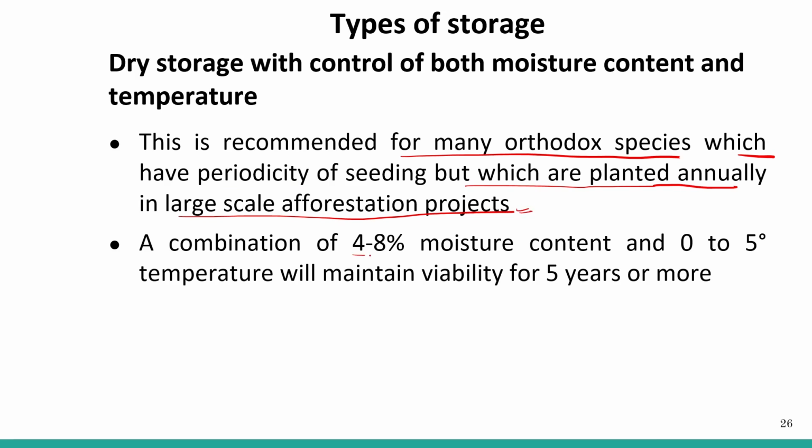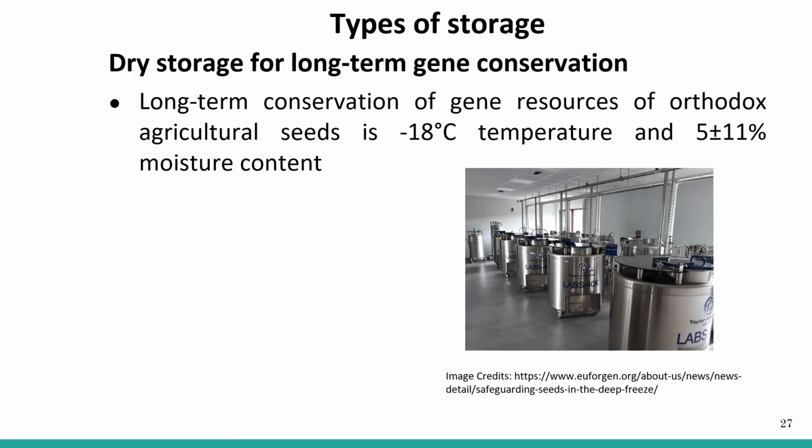A combination of 4 to 8% moisture content and 0 to 5% temperature will maintain viability for 5 years or more. So for a longer duration of storage, you should maintain the moisture content at 4 to 8% and the temperature at 0 to 5 degrees. At this condition, these seeds can be viable for 5 years or even more.